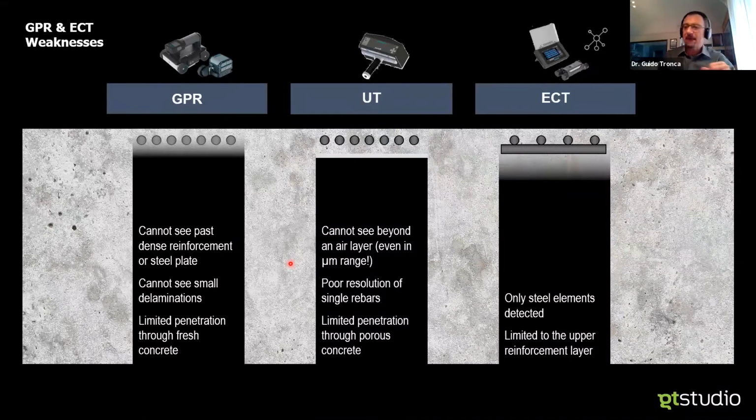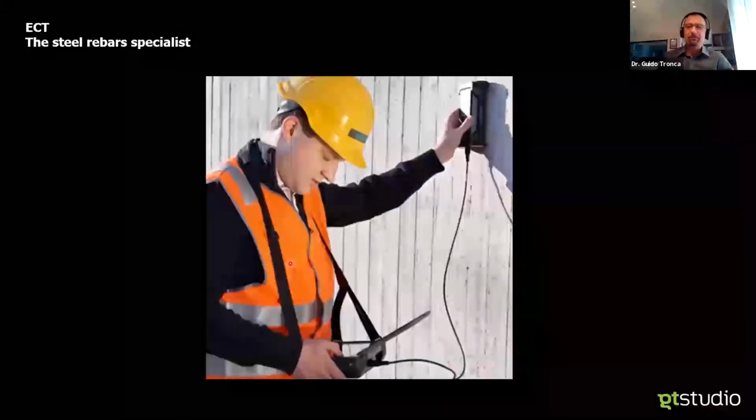We'll see some examples, but while high frequency GPR can reach up to 60, 70 cm of penetration, ultrasound can go past 1.5 meters, a couple of meters in good concrete. With eddy current testing, we are very accurate, but we are talking about centimeters, 10, 15 cm, and only the first mass of reinforcement. Okay, let's see some of this methodology in action.